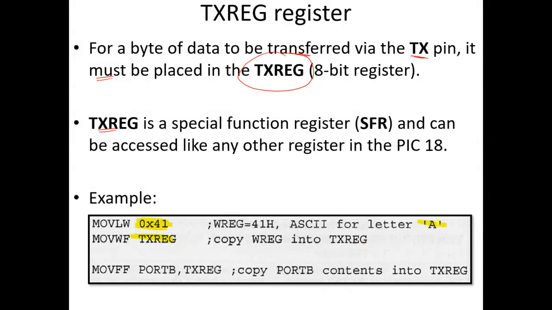Okay. Now, if you want to, for example, read from PORTB and send serially, you can use MOVFF PORTB, TXREG. This will initiate sending serially the value of PORTB.